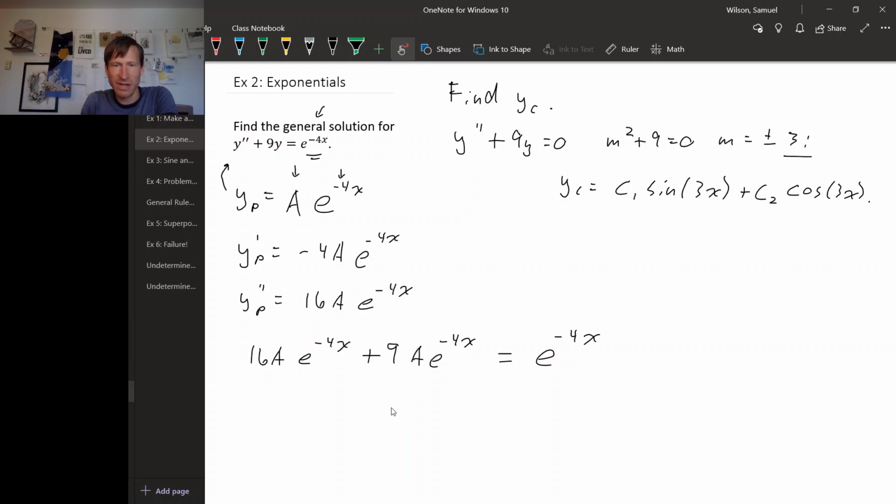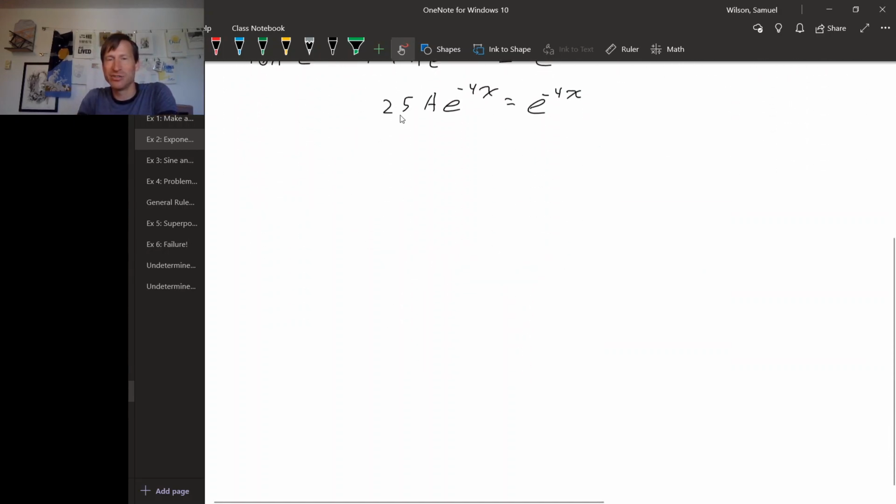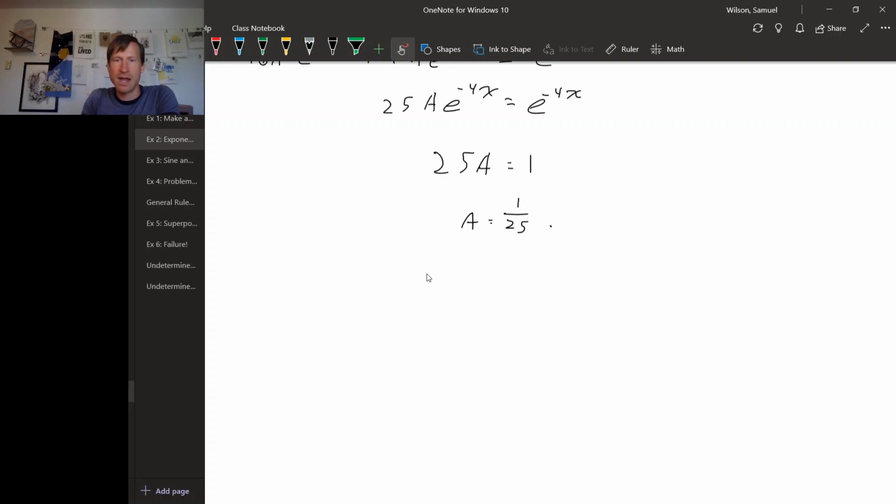Now combining terms on the left, we get 25 times A e to the minus 4x equals e to the minus 4x. Now we can multiply both sides by e to the 4x to get rid of the e to the minus 4x. We get 25A equals 1, and so A is 1 over 25. And now we know our particular solution: 1 over 25 e to the minus 4x.